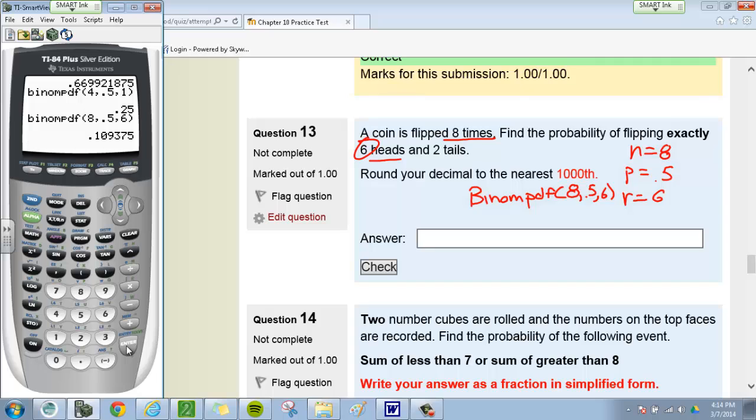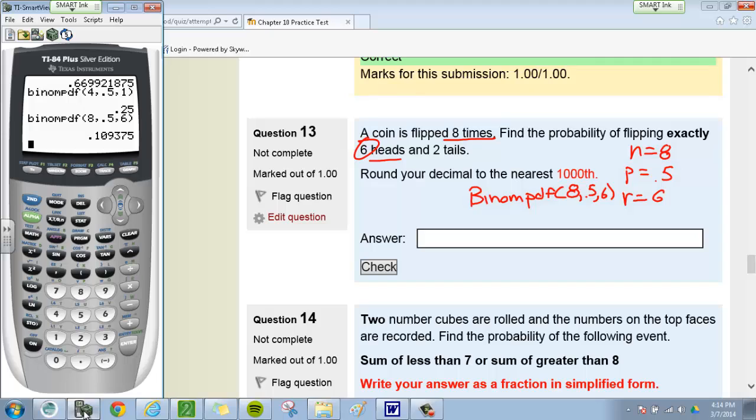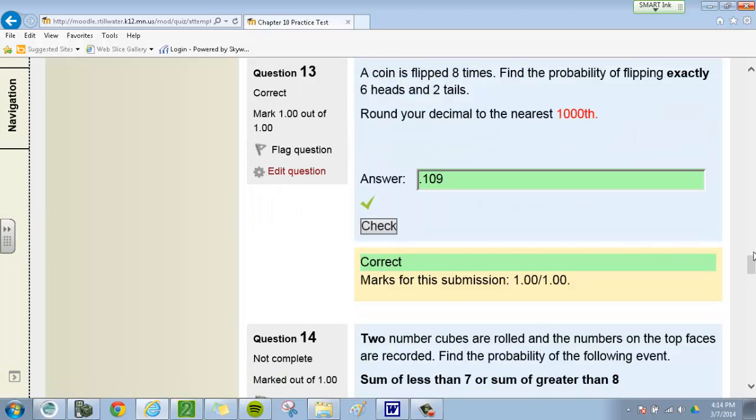Push enter, and you need the answer to the nearest thousandth. So we need to look a lot further down there. Oh shoot, look at it again. 0.1093, but we round up, so 0.1094. No, that's too far. 0.109. Yeah, there we go, 0.109. Check it. There we go.